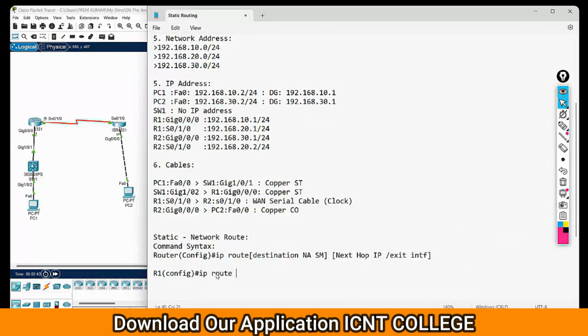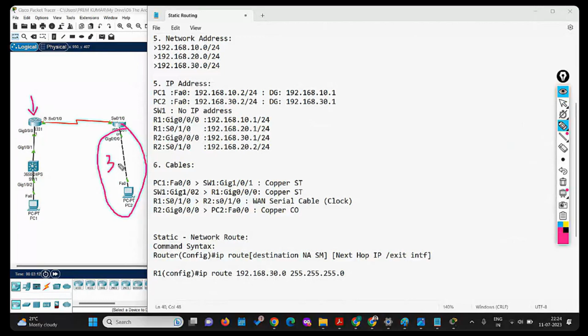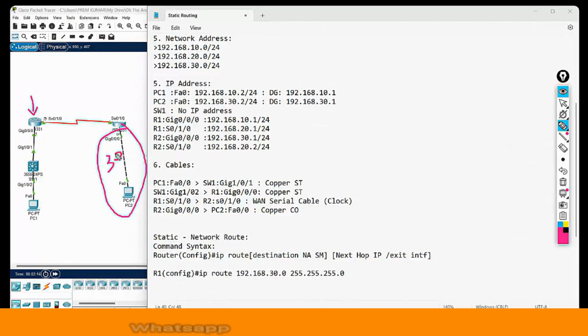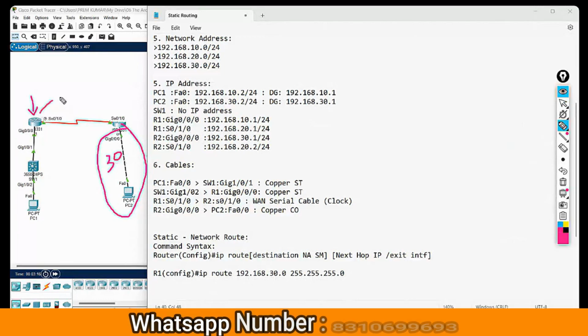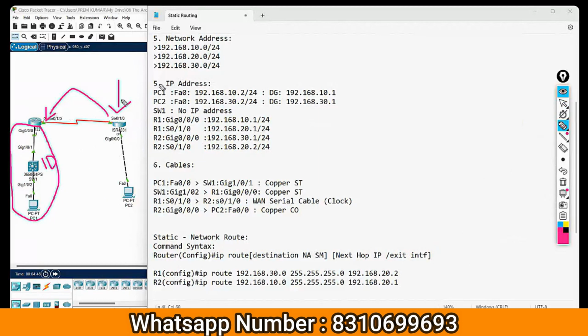ip route 192.168.30.0 255.255.255.0, right? Subnet mask. To go to 30.0, what is the next hop IP address? This is the router, and I want to go to 30. This is the 30.0 network. What is the next device interface IP address? That is 20.2. From R2, where will you go first?